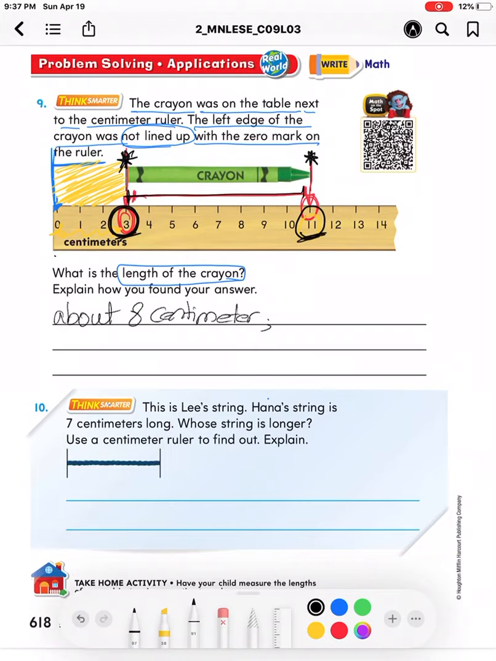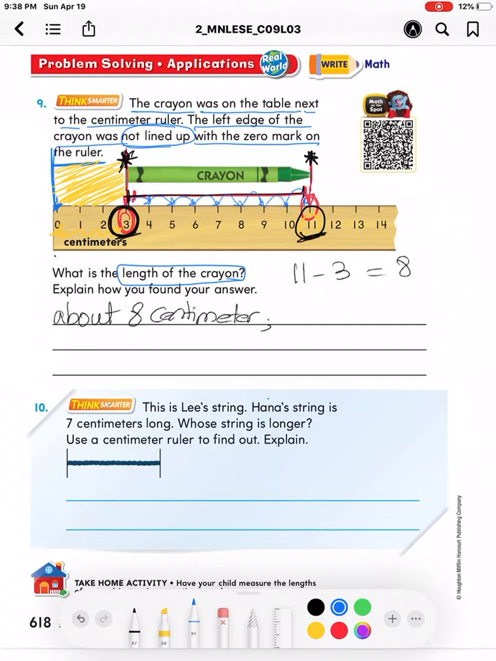And how to explain that? We can explain it in many ways. We can say that 11 minus 3 equals 8. Or we can say that we counted the centimeter spaces from one end of the crayon to the other. So let's see if we counted. Let's count on 1, 2, 3, 4, 5, 6, 7, and 8.